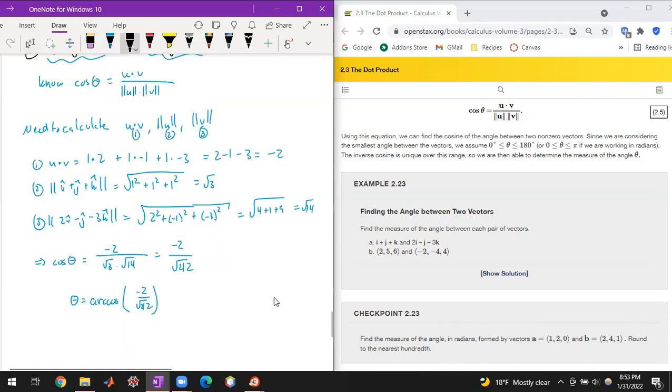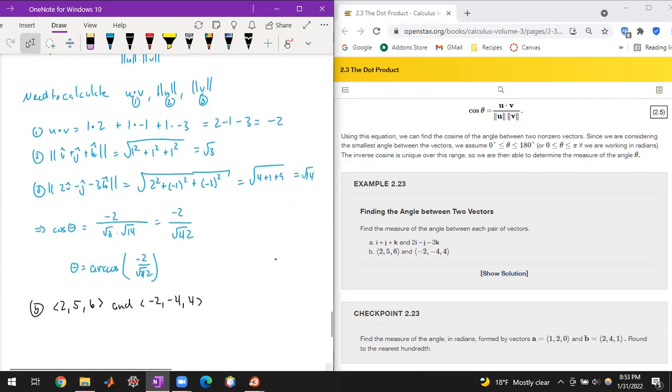Right. So for the second one, we're interested in the vectors 2, 5, and 6, and the vector with components negative 2, negative 4, and 4. So once again, we know that cosine of the angle is the dot product divided by the magnitude of each individual vector.